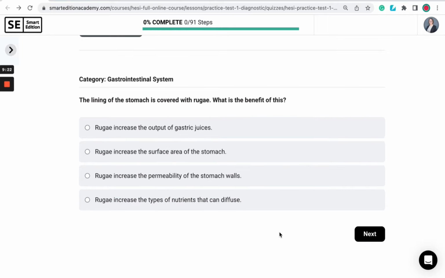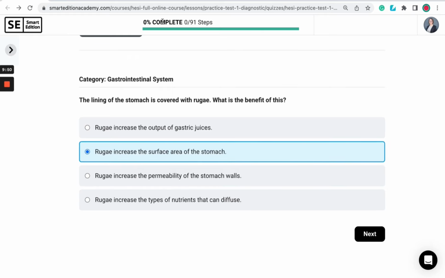The lining of the stomach is covered with rugae. What is the benefit of this? Is it to increase the output of gastric juices, increase the surface area of the stomach, increase the permeability of the stomach walls, or increase the type of nutrients that can diffuse? So the correct answer is rugae increases the surface area of the stomach.